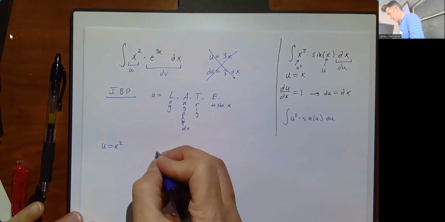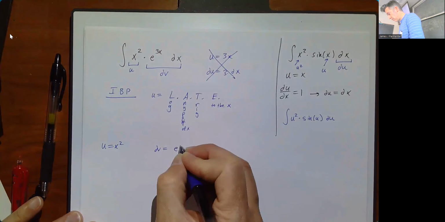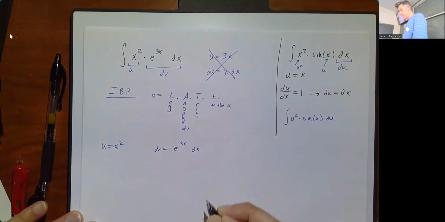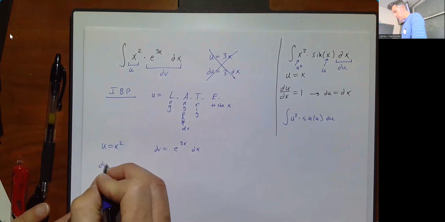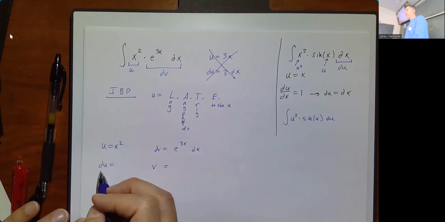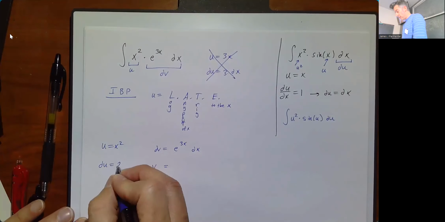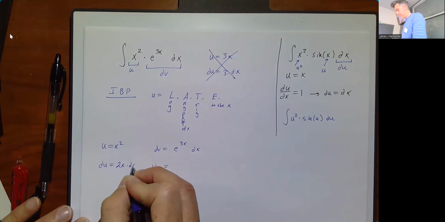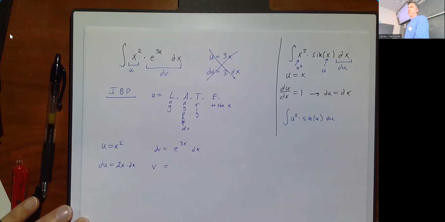So my dv is going to be e to the 3x dx. I need du and I need v. du is the derivative of x squared, which is 2x times dx. I should really say du is the derivative of x squared times dx, because we bring the dx over.